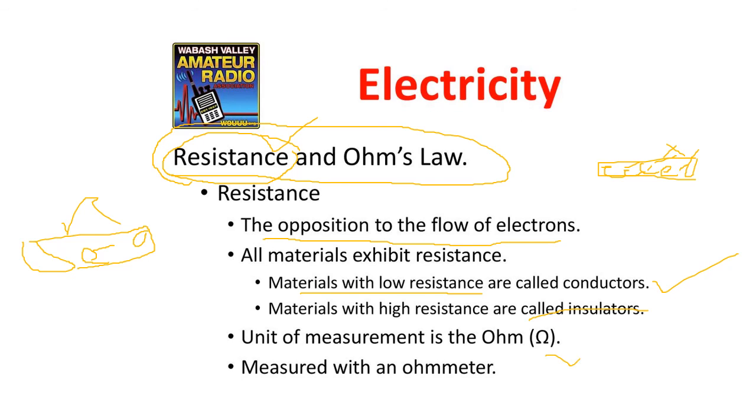The unit of measurement of resistance is the ohm, and it is measured by an ohmmeter. How much resistance there is will be calculated by the ohmmeter. And to control how much resistance you want, you will use the rheostat.